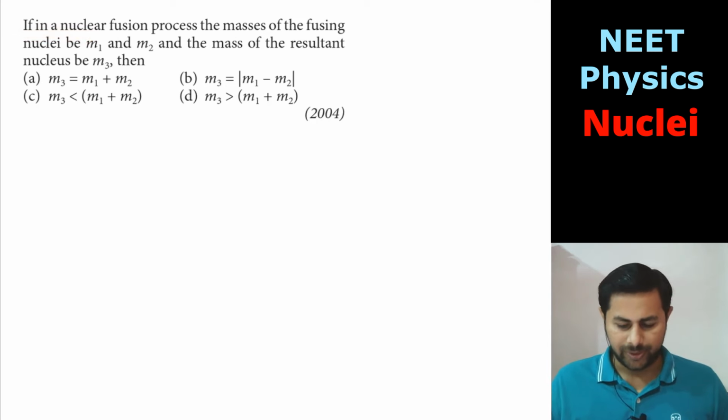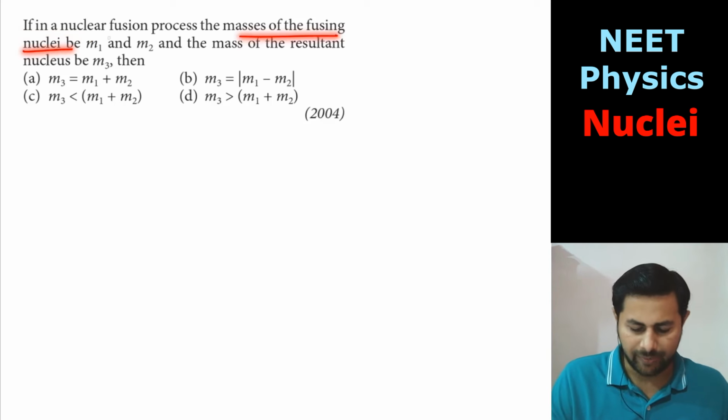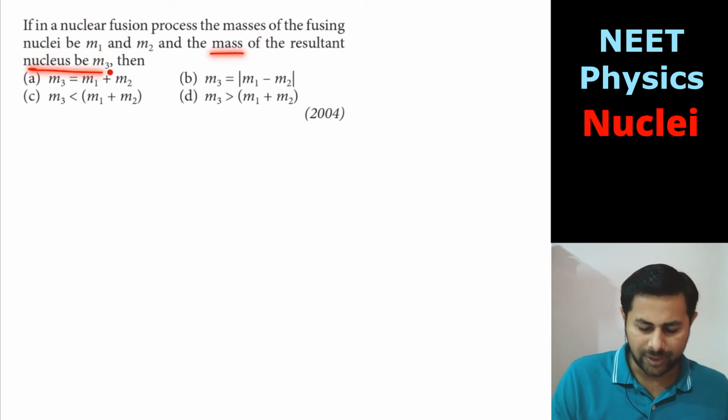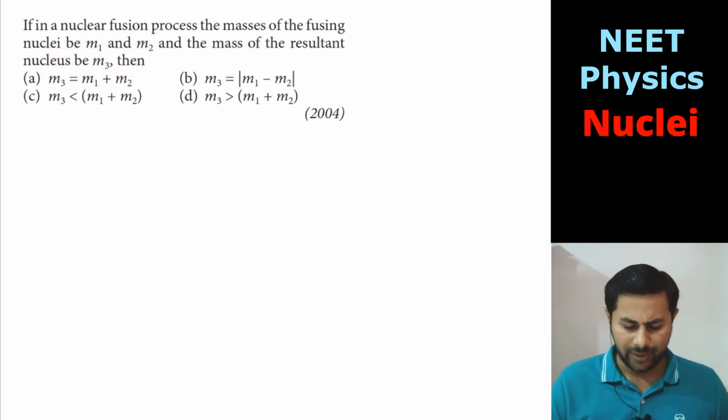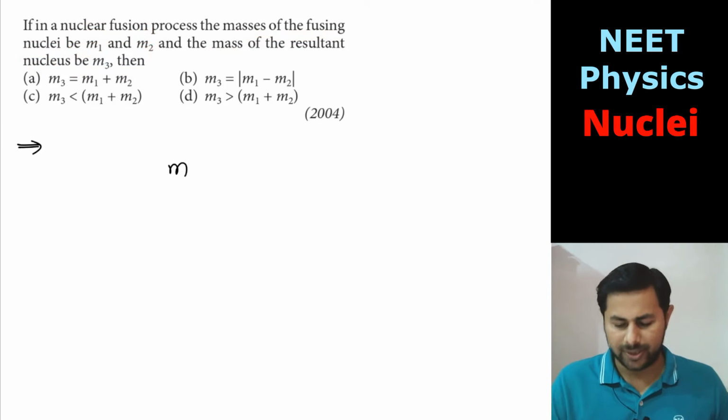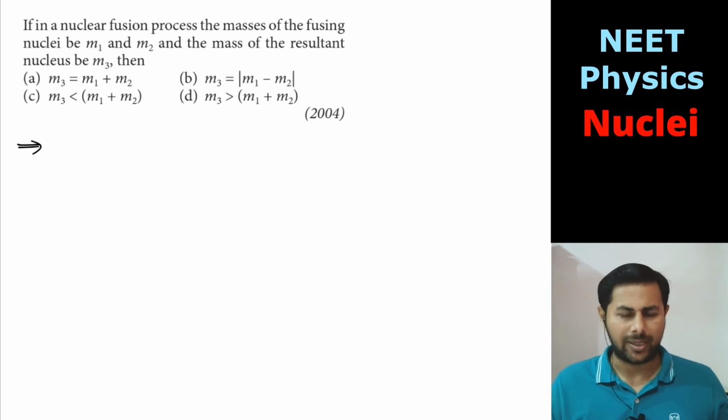In nuclear fusion process, the masses of fusing nuclei be M1 and M2, and the mass of resultant nucleus be M3. So what is the answer of this? Mass of product is less than the mass of reactants, because binding energy of product is more than the binding energy of reactants. Mass of product M3 is less than M1 plus M2. Be it nuclear fusion or fission, it's always true. It's option C. Okay, this is clear. Right, everyone? Okay, good.